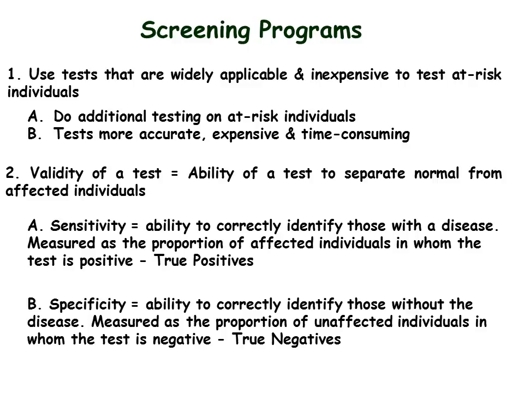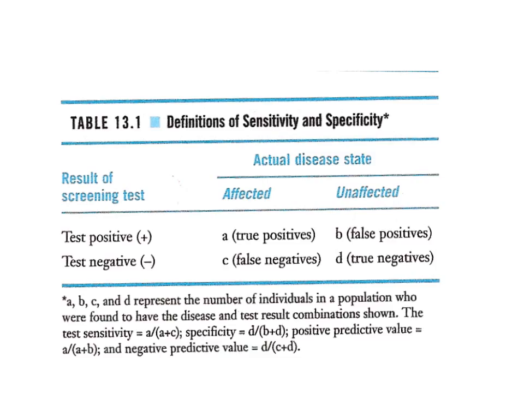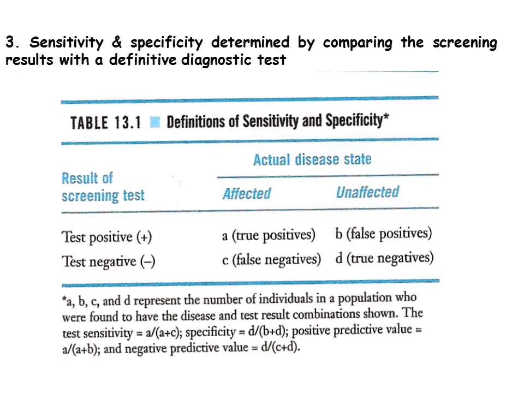Specificity correctly identifies those without the disease. So they're measuring the true negatives. A valid test has to be sensitive, identify those that are positive, and specific, identify those that are negative. And sensitivity and specificity are determined by comparing the screening results with a definitive diagnostic test.